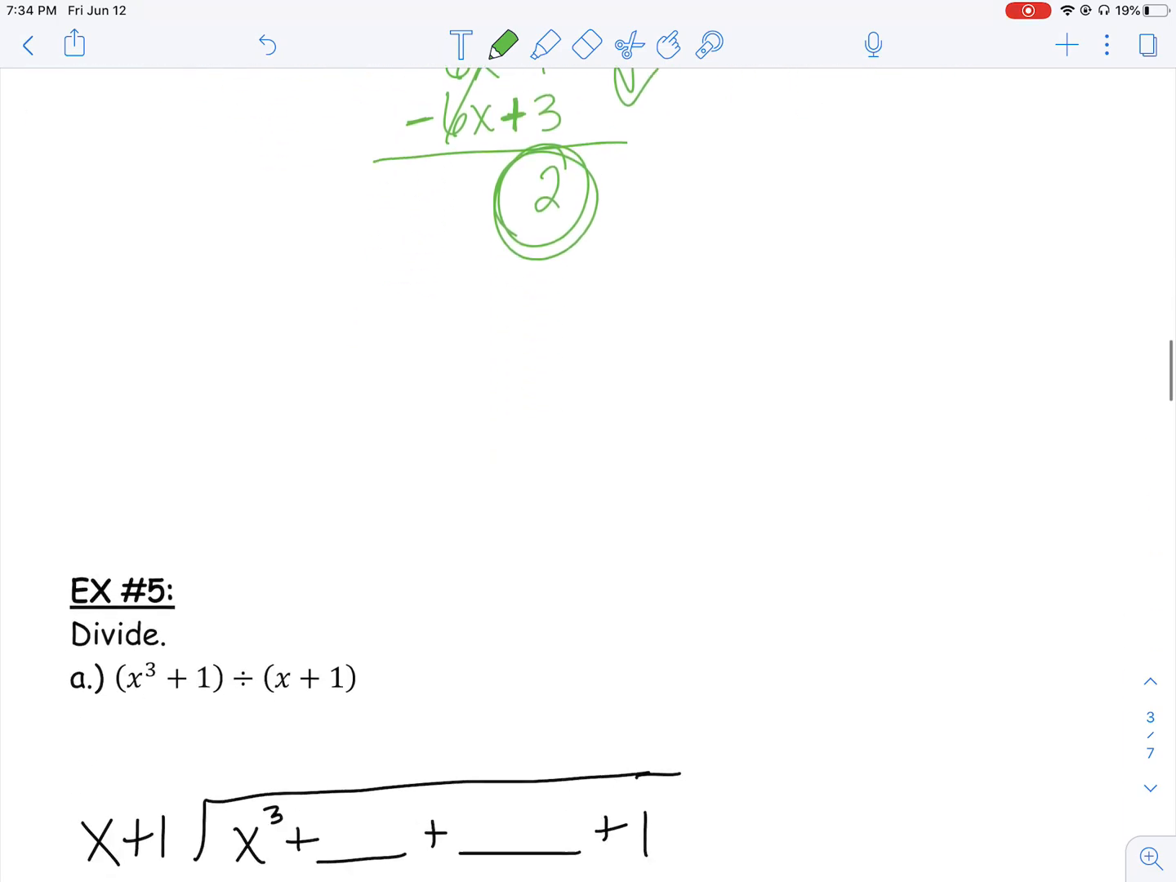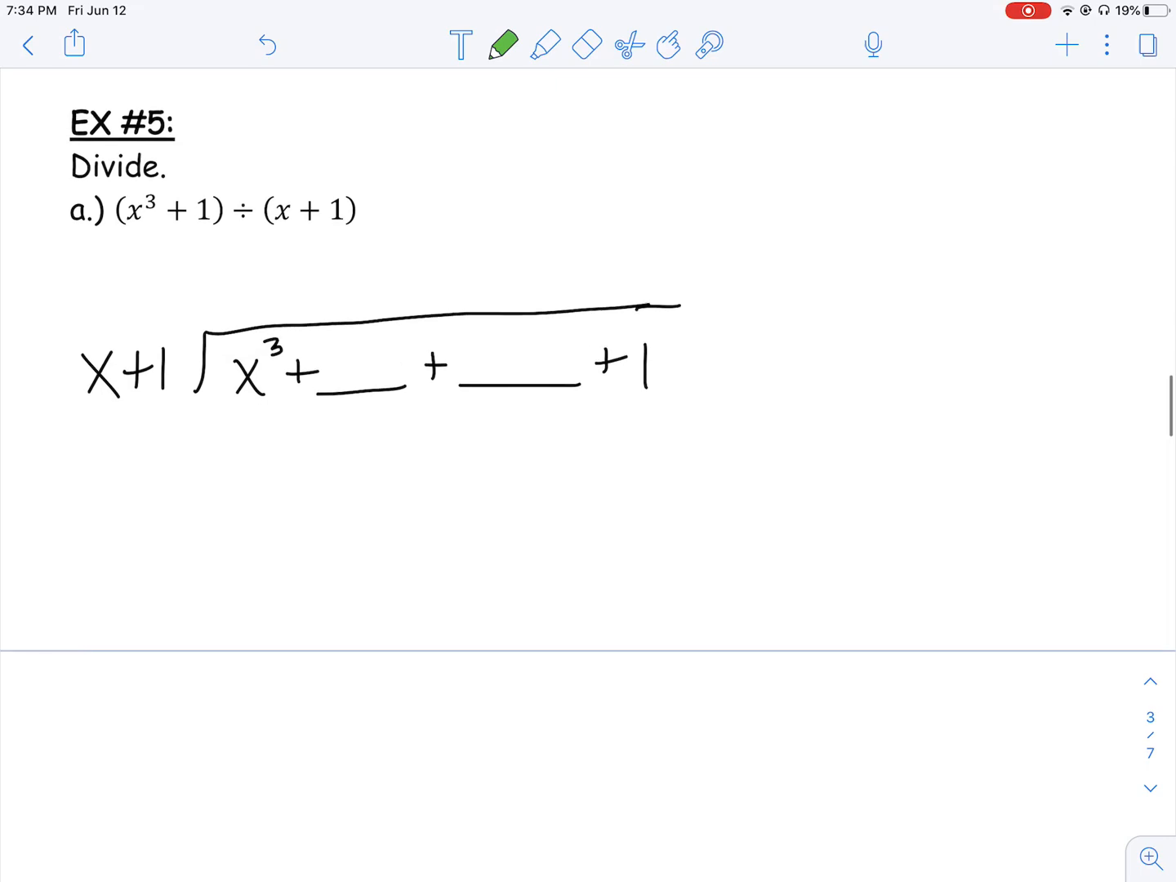Let's do another one. This one's also a little bit different. All right, on this one, it's asking us to divide x cubed plus 1 by x plus 1. You notice that we're dividing by a binomial, so I can't just divide by x and I can't just divide by 1. This tells me that we have to do long division.